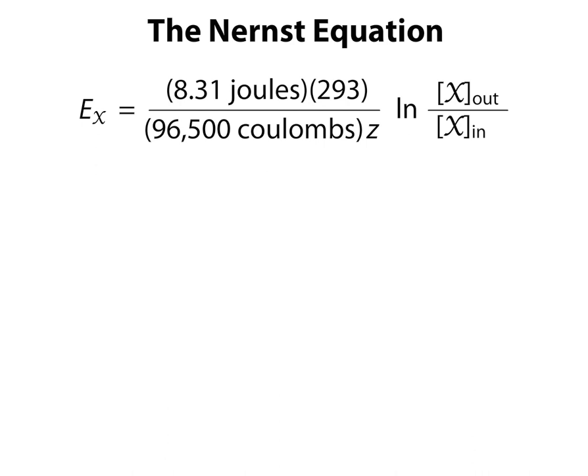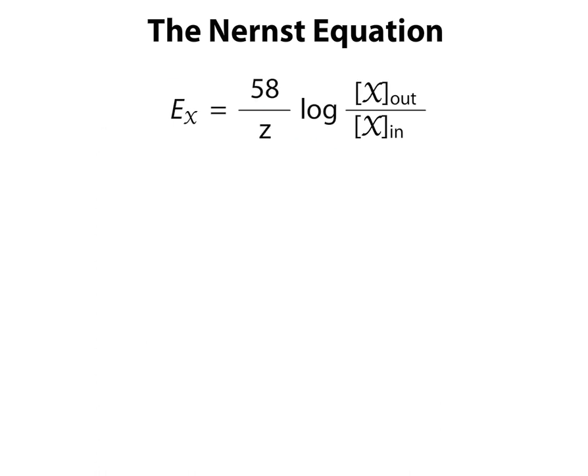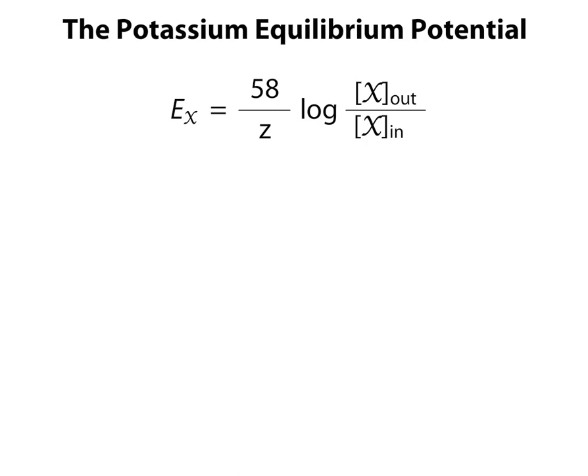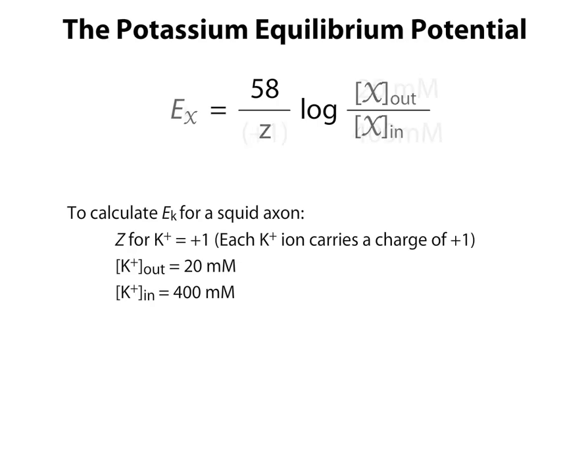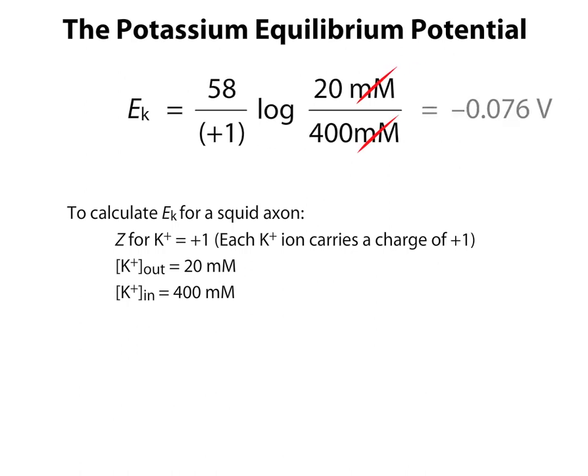Because it's easier to perform calculations using base 10 logarithms and to perform experiments at room temperature, this relationship is usually simplified, where log indicates the base 10 logarithm of the concentration ratio. When the cell is at rest, the most permeant ion is potassium. If potassium is the only ion moving across the cell membrane, the resting potential should be identical to the equilibrium potential for potassium, Ek. We can now apply the Nernst equation to determine Ek for a squid giant axon.